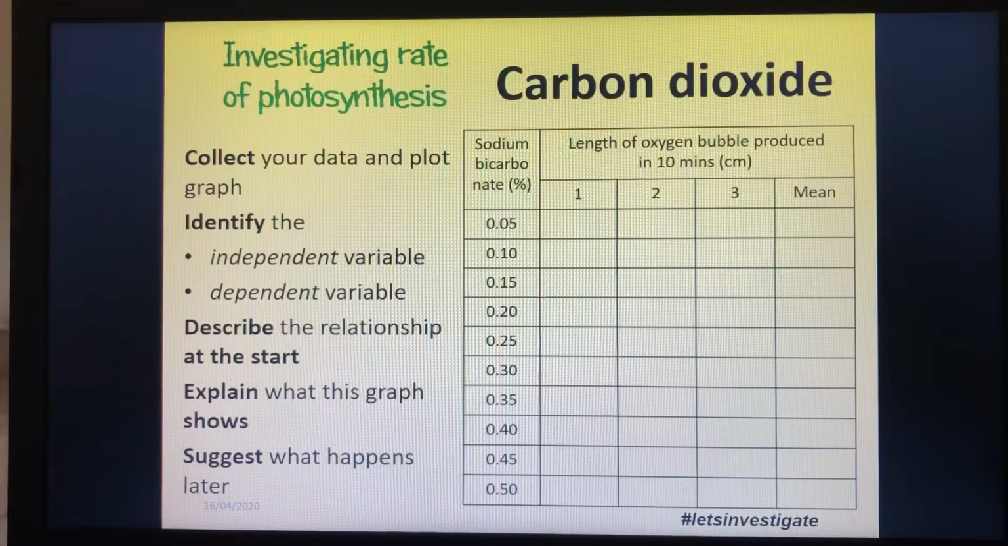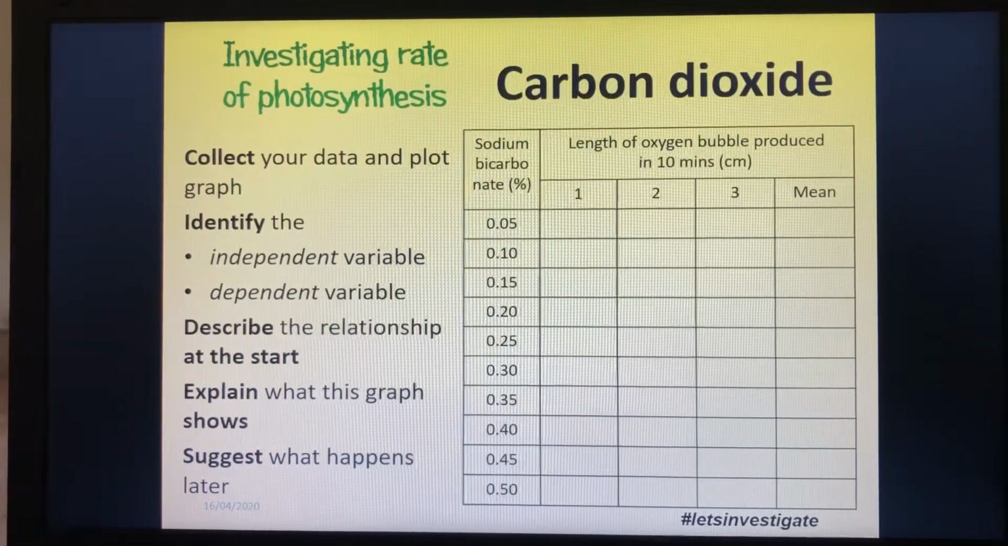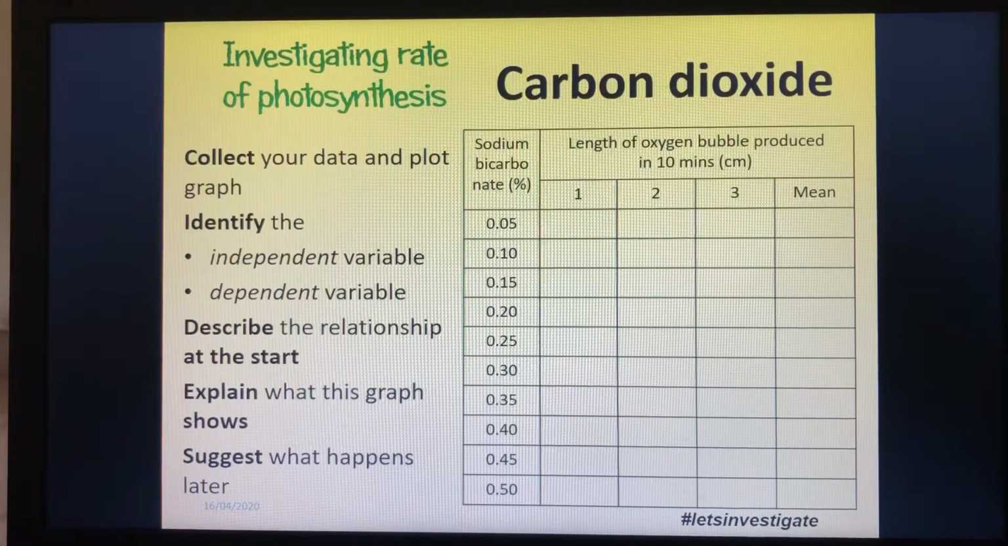Last time we looked at light intensity. We had our introduction to how the practical works, the two different ways that we could collect that data, and we collected some data. If you remember, we drew a graph and then we drew some conclusions from that.